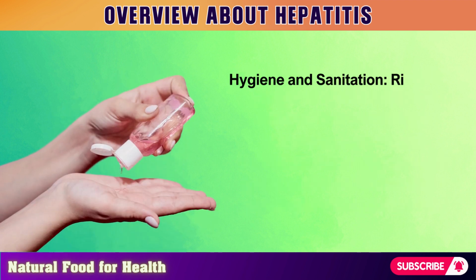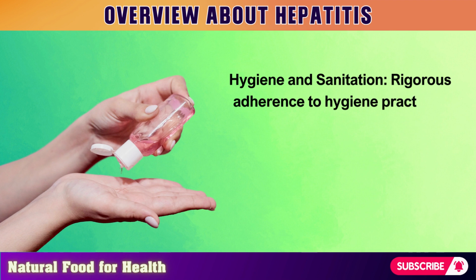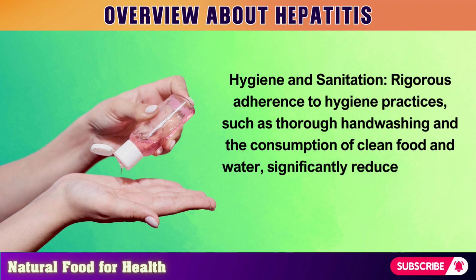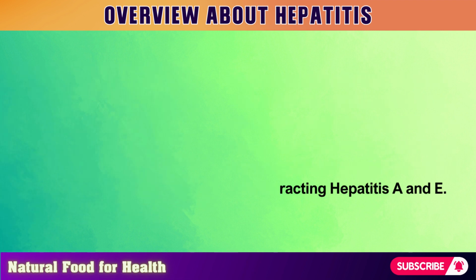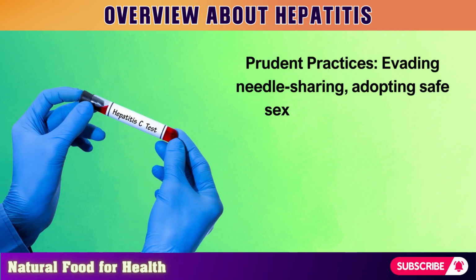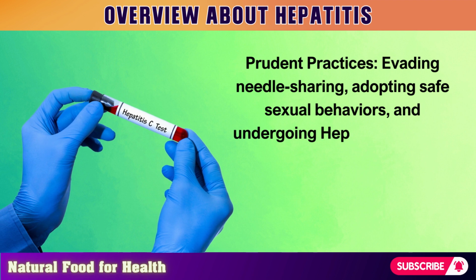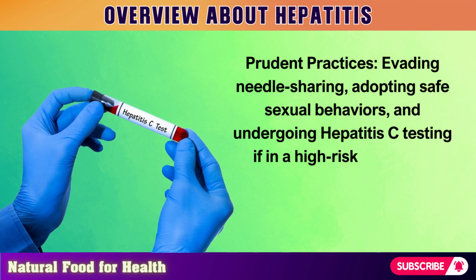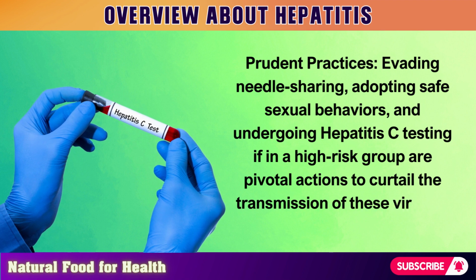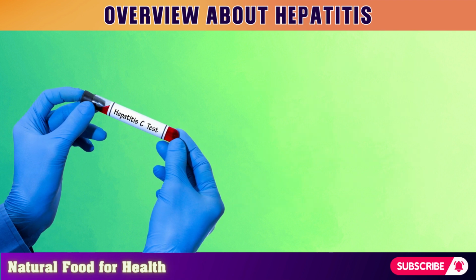Hygiene and sanitation. Rigorous adherence to hygiene practices, such as thorough hand-washing and the consumption of clean food and water, significantly reduces the risk of contracting hepatitis A and E. Prudent practices. Evading needle sharing, adopting safe sexual behaviors, and undergoing hepatitis C testing if in a high-risk group are pivotal actions to curtail the transmission of these viruses.